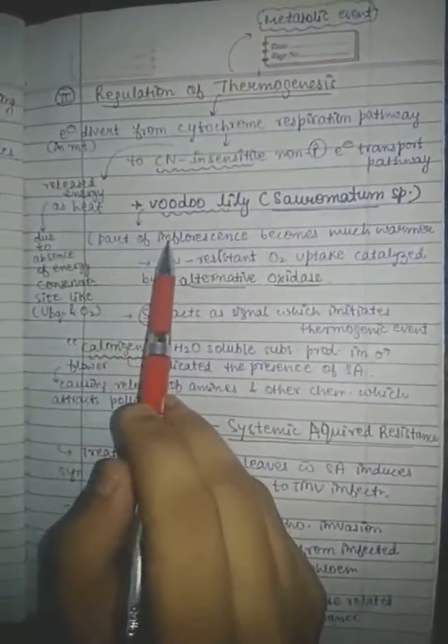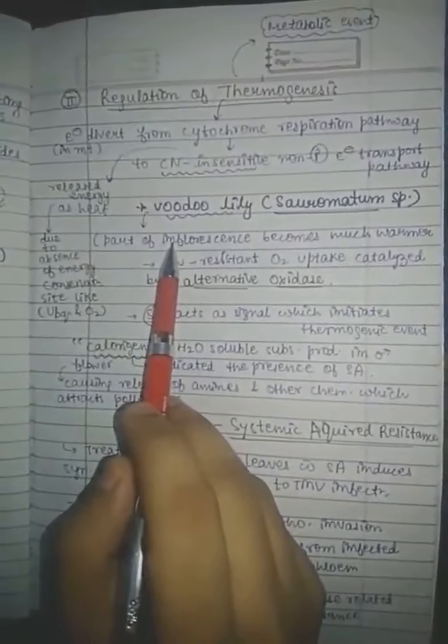So these plants show thermogenic effect. This thermogenesis could play an important role in the survival of certain plants, like the voodoo lily. This warming of the inflorescence leads to the release of some chemical compounds or chemical attractants like amines, which help to attract the pollinators.